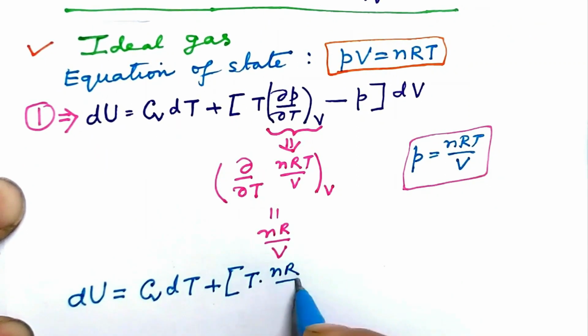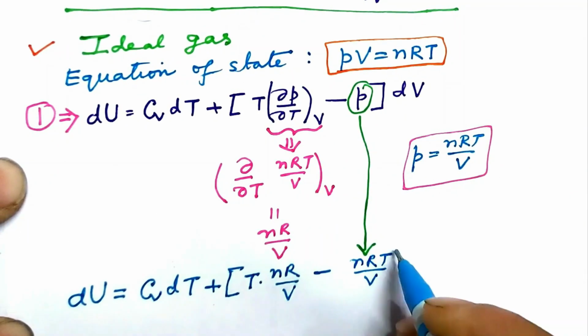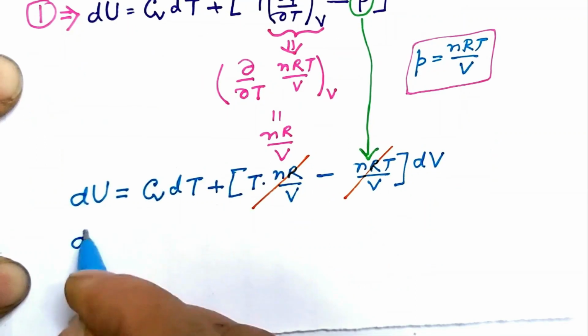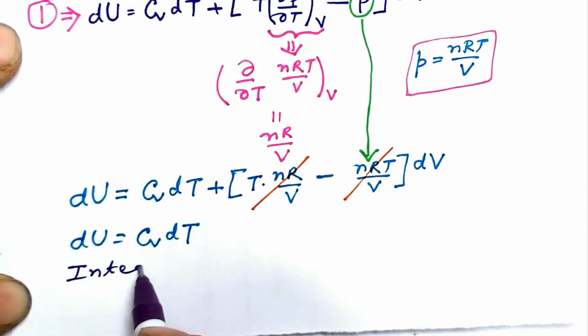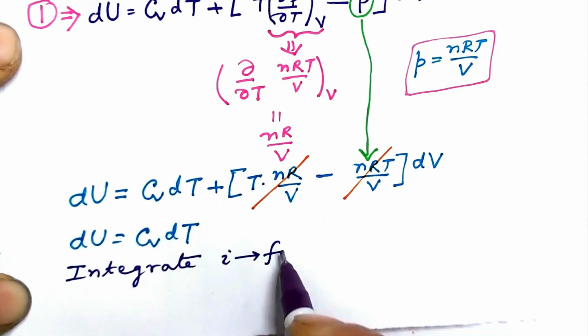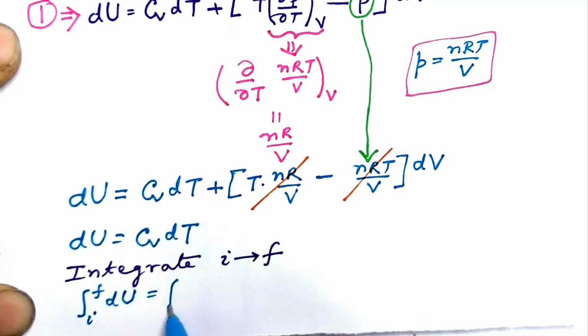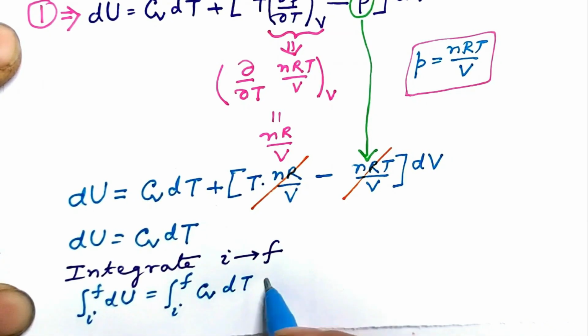Put it here in the second term, and for P put. Clearly these two terms cancel out and we are left with du equal to Cv dt. Integrate from I to F, I for initial state and F for final state. So integration from I to F over du equal to integration from I to F over Cv dt.